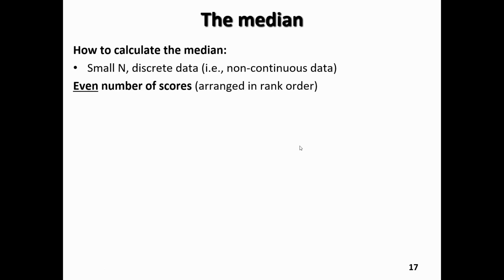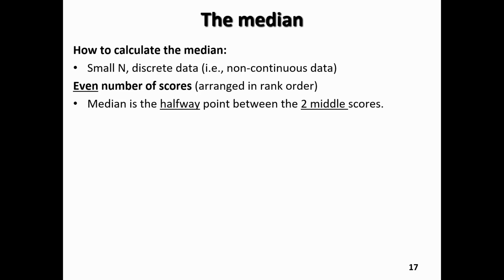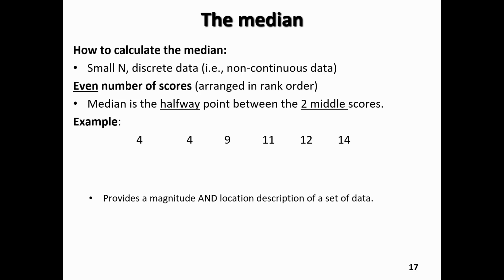If there are an even number of scores, the process to find the median is the same in that the scores are arranged in a rank order, and the median value is taken as the halfway point between the two middle scores. And so what we see here is an even number of scores, and the median will sit between the two most middle scores, 9 and 11. And so the median is just simply the average of the two most middle scores. In this case, the median is a value of 10.